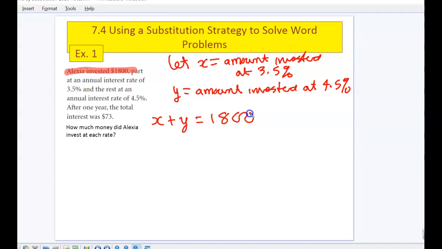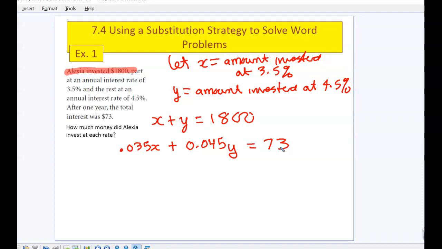Now the second equation talks about the interest earned. Well, she earned $73 interest. So part of it, the amount invested at X gained 3.5%. So if I multiply 3.5% by X, I get 0.035X. We always change our percent to a decimal. And 4.5% times Y is 0.045Y. And that equals the amount of interest earned, which is $73.